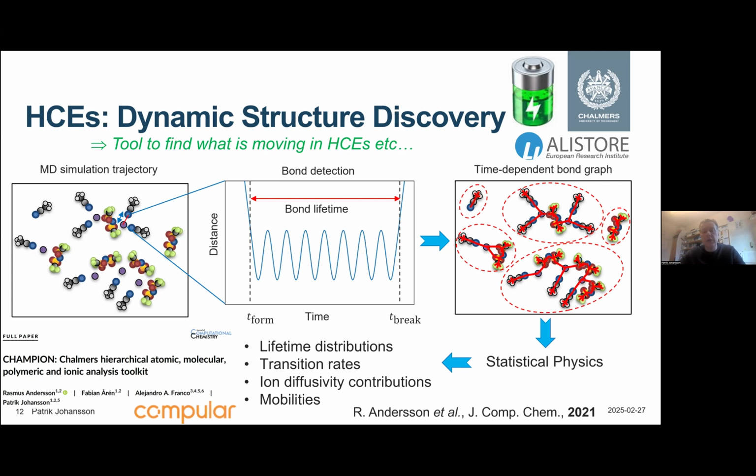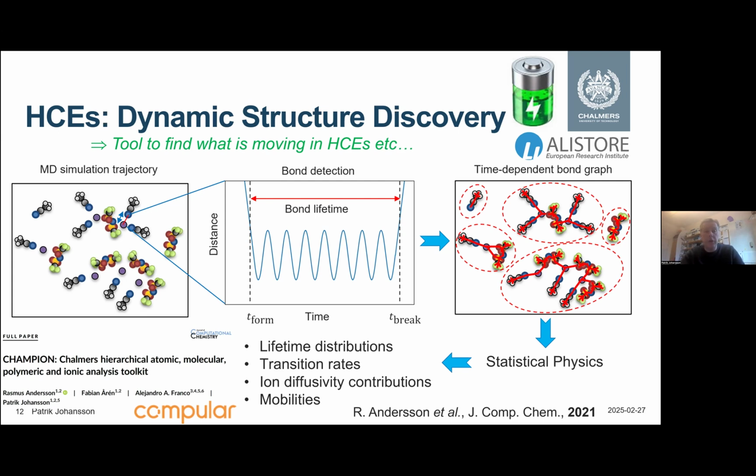And if you do that for each time step in a simulation, which can typically be a part of a femtosecond, you can create a time-dependent bond graph. And with that, statistical physics, you can start to talk about the distribution in terms of lifetime. You can talk about transition states between different species. Knowing their distribution and the transition rates, you can start talking about how these actually contribute to the ion diffusivity that you see, and what the mobility contributions are, etc. So we built this as a small toolkit.